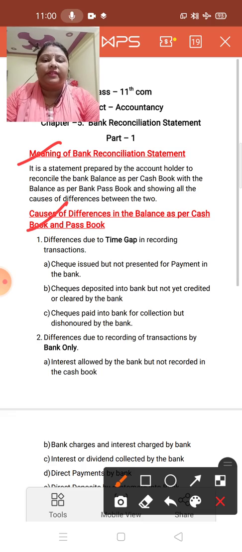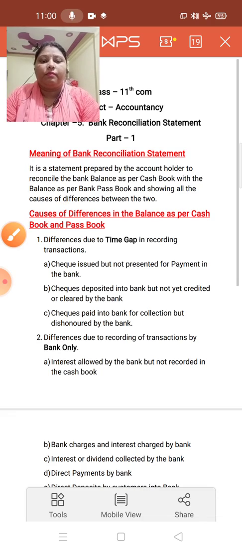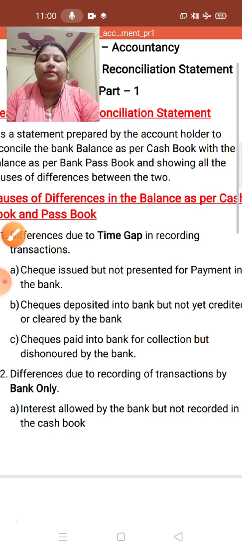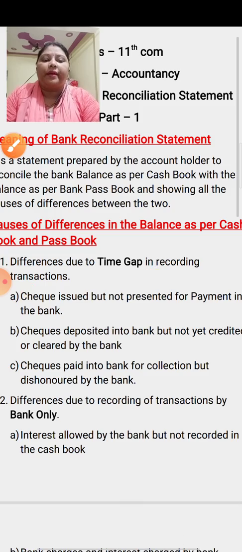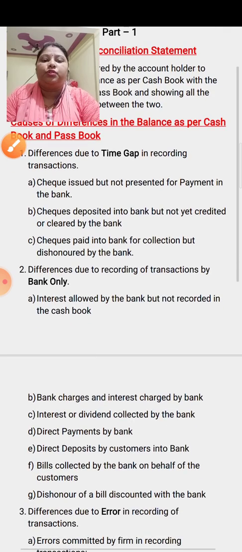So the first difference is time gap. Differences due to time gap in recording transactions. This is the first difference. Now, how does the time gap come? See, the first example is a check issued but not presented for payment in the bank.